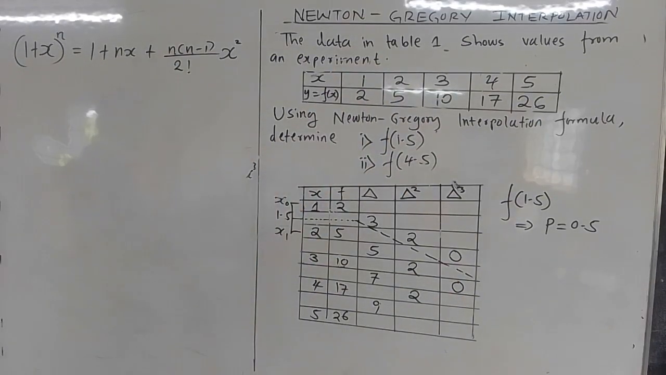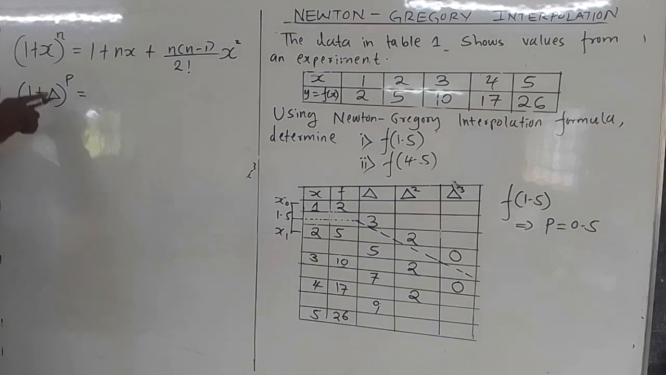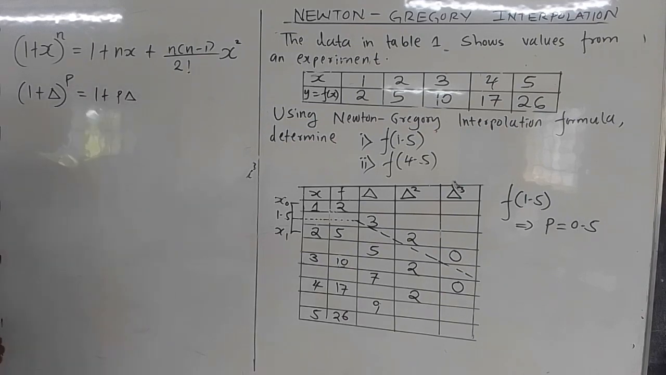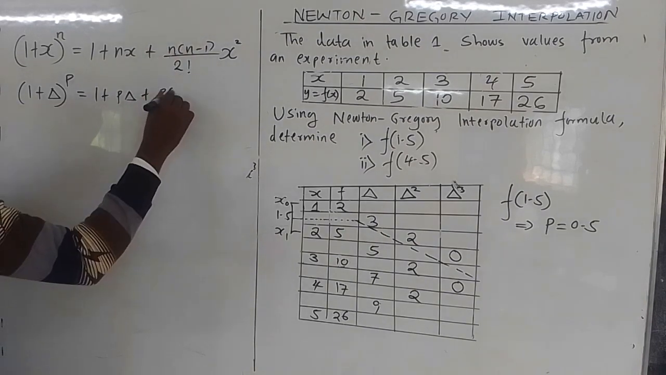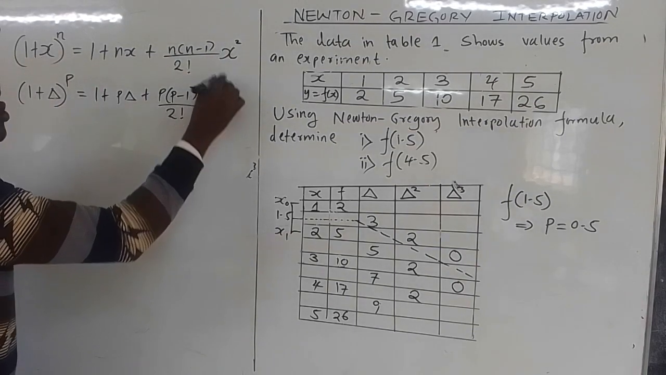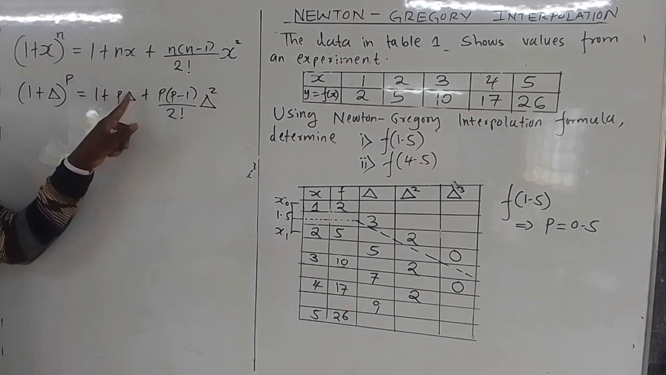Are we together? So from here, you now start. Where there is x, we are going to have 1 plus delta raised to power p. Meaning where there is x, you put delta. Where there is n, you put p. So start: 1 plus n is p, x is delta, that is p delta. Then you move, n is p, that is p into p minus 1 over 2 factorial, and your x is delta, so it is delta squared. So you substituted x with delta and you substituted n with p.